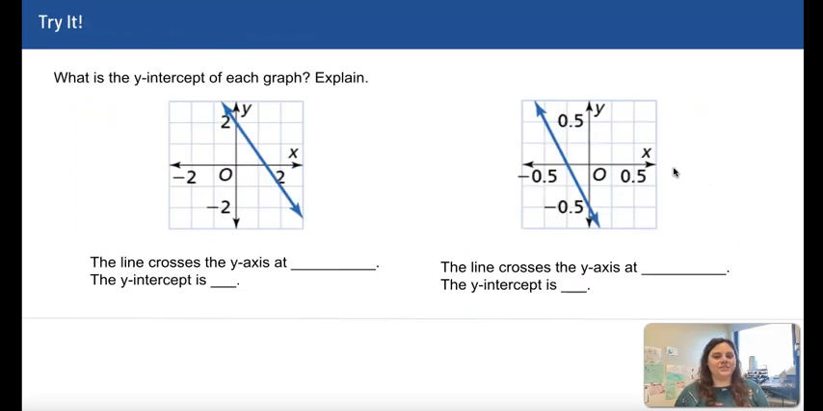You try these two graphs. What is the y-intercept? Pause the video now, write down your answers, and press play to hear the answer. The first graph crosses the y-axis at (0, 2), so the y-intercept is 2. In the second one, it crosses the y-axis at (0, -0.5). So the y-intercept is -0.5.